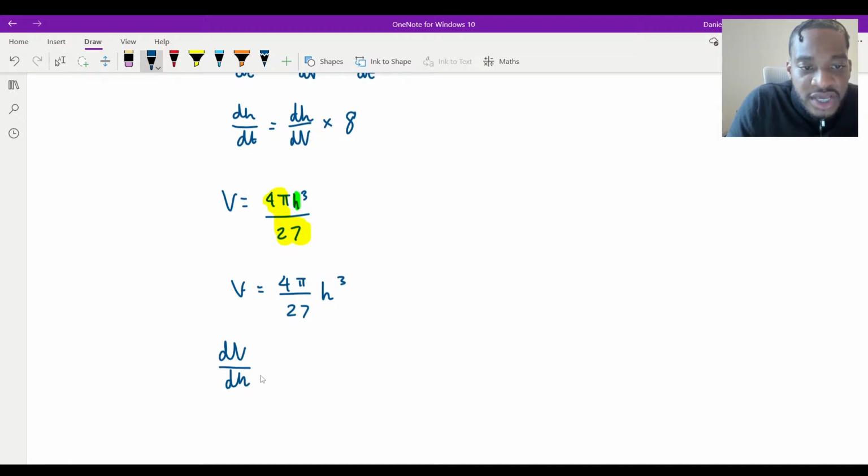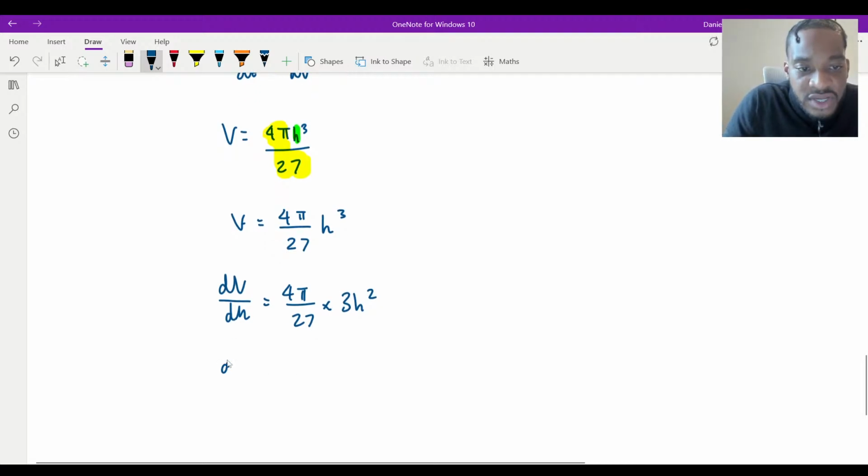Now, how do I differentiate that? Remember, this is a constant, so I'm going to write 4 pi over 27. And then I'm going to multiply by the derivative of h cubed, which is 3h squared. And then all that means is that we've got dV by dH is going to equal 4 pi, that's 3 over 27. How many times does that go in? Is that 9, no? It'd be 4 pi over 9 h squared.